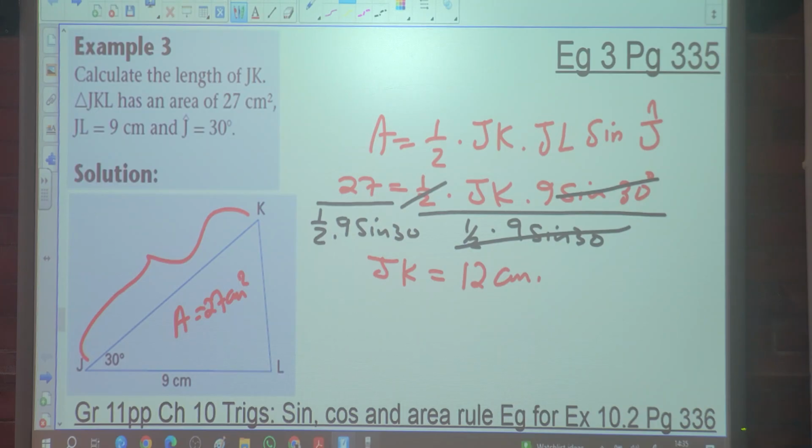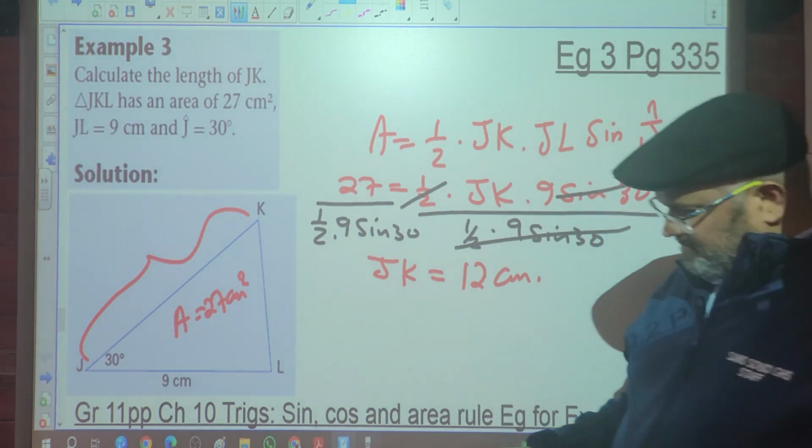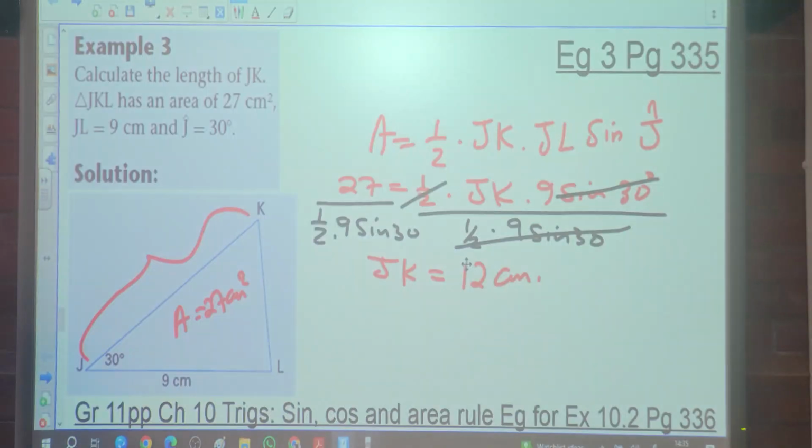Any confusion? Any questions, people? Yes? The length is in centimeters, but the area is in centimeters squared. When you're looking at the area, you're multiplying the length and the breadth, so it's two-dimensional. So you don't square the number; it's just indicating that it's two-dimensional.